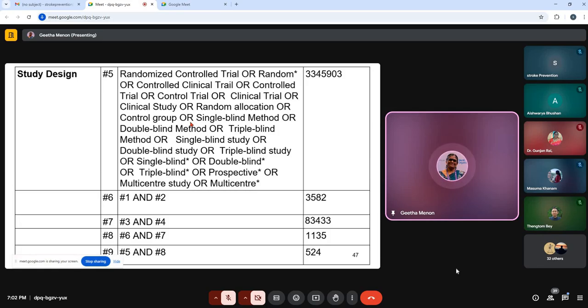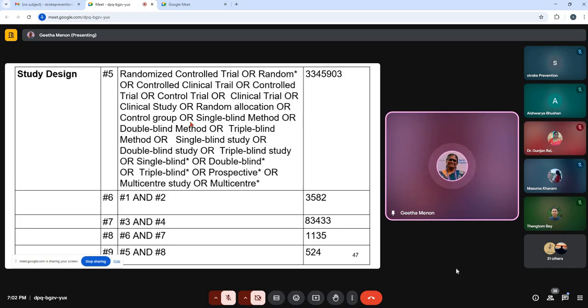Then what do we do? Once you have the PICO component here, then the sixth search, as you see here, is you combine P and I first. When you combine P and I, then it leads to only 3,582 articles. Then you combine the C and O component. When you combine the C and O component, it led to about 83,000 articles.